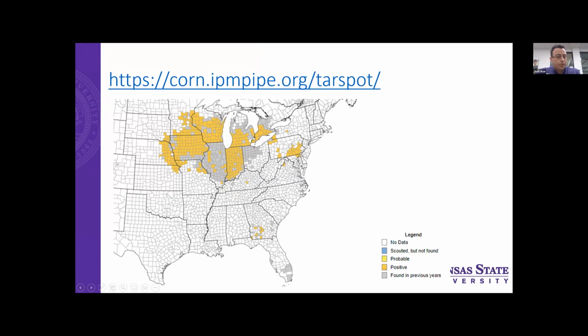Here I'm showing you where tar spot has been reported in the US. As you can see, it's in the major corn production areas, but there's also a little bit of southern Florida, the solid gray there, where it has been reported. It was just reported in Georgia and Kentucky, and it's pretty widespread. Now Nebraska, Kansas, and South Dakota are the three new states added to this map.